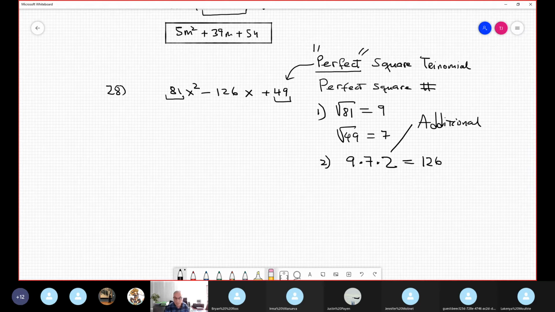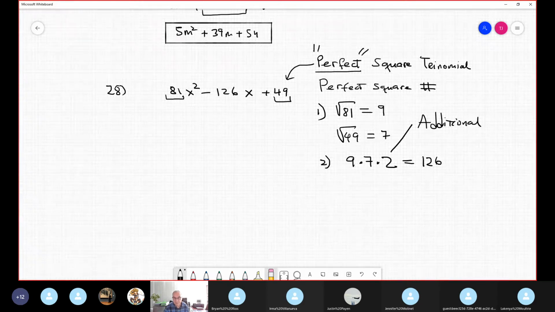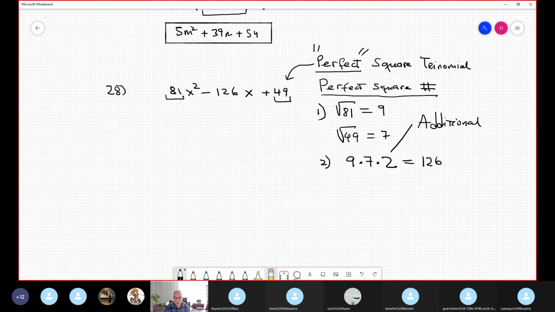So there are 2 steps to prove it's a perfect square. Number 1, the first and the last numbers in the problem are perfect square numbers. Secondly, the multiplication of 9 and 7 together times an extra 2 is exactly the same as the middle term. Let me try to explain why the extra 2.